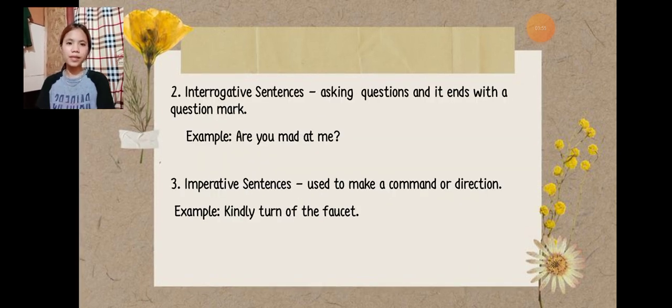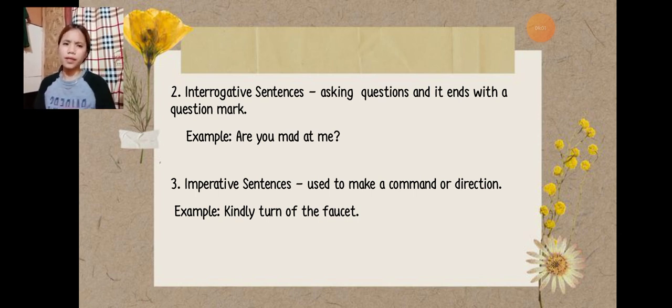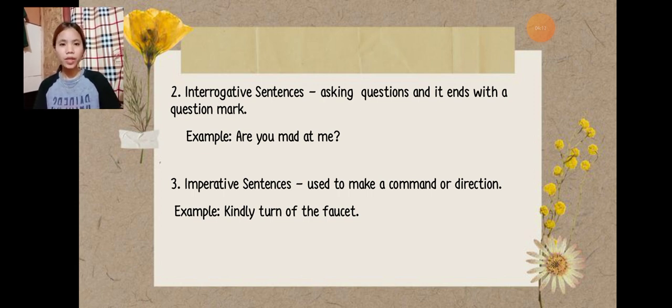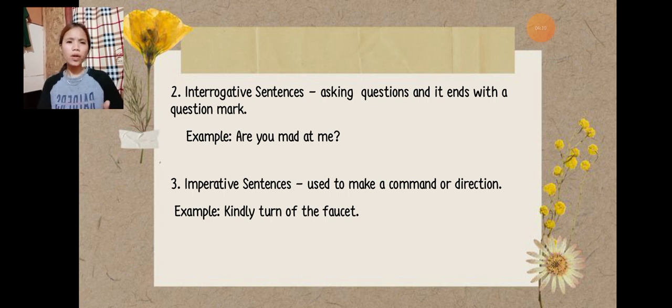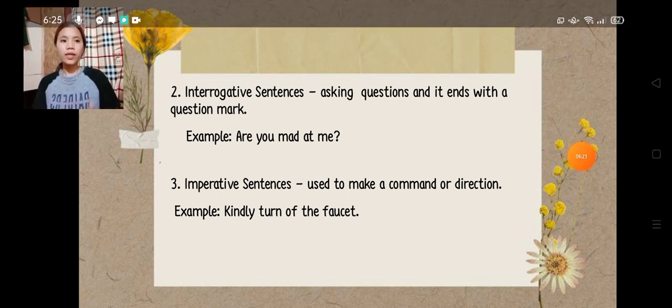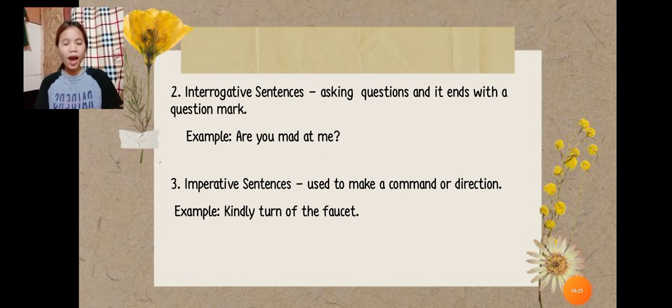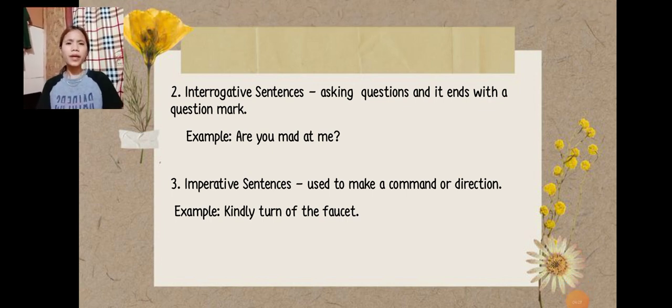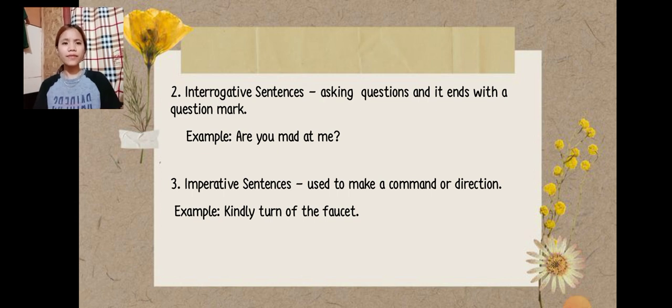Next, the second kind of sentences is interrogative sentences. So class, what are interrogative sentences? Interrogative sentences ask questions and end with a question mark. The declarative sentence makes a statement and ends with a period, and the interrogative sentence asks a question and ends with a question mark. An example is: are you mad at me? Who can give me an example of an interrogative sentence? Okay, very good. Are you happy?